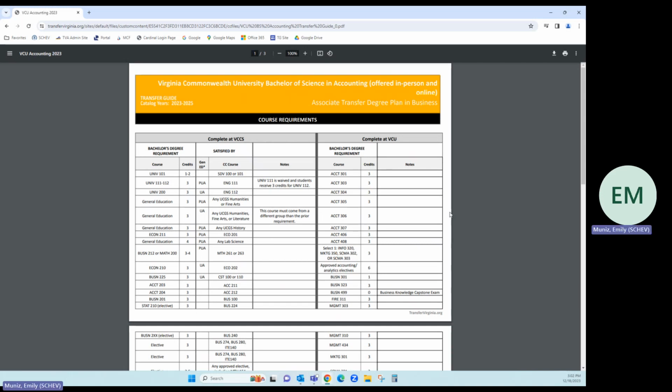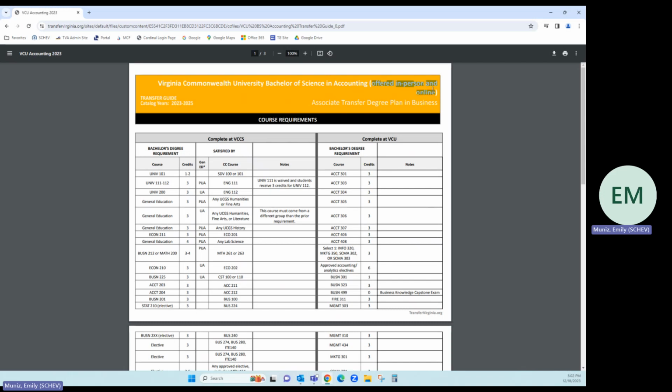All of the transfer guides are based on a transfer guide template that we've created, so they're all going to look very similar. Of course, the content and the colors at the top will differ based on that specific institution. So at the top, it'll have the institution name and the major. So this is VCU's bachelor's degree in accounting.